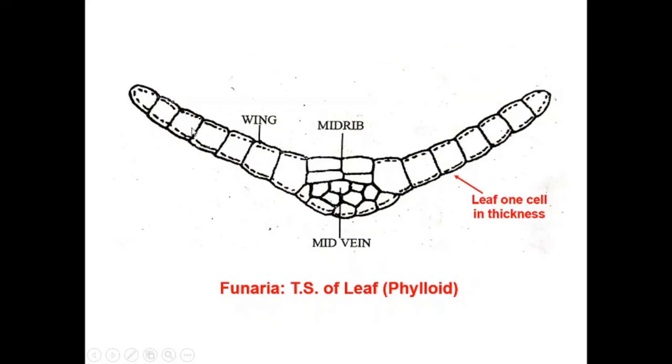Here you can see the leaf is one cell in thickness except in the middle where it is many cells in thickness. Middle portion comprises a single midvein which performs the function of conduction. Since the leaf is just one cell in thickness, it shows absence of the stomata. The gaseous exchange occurs by the direct diffusion process.